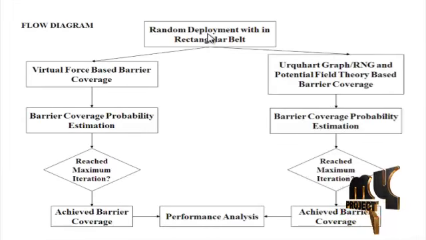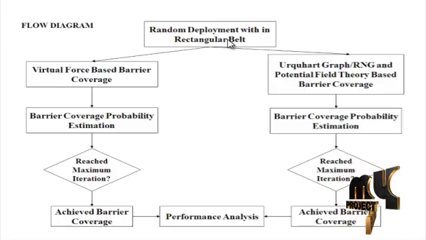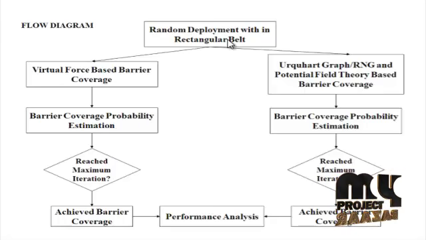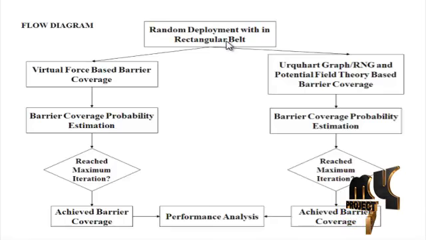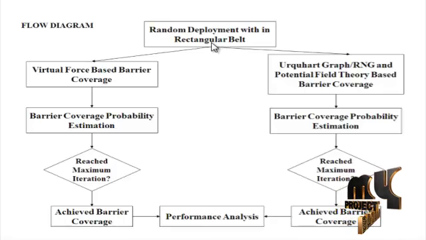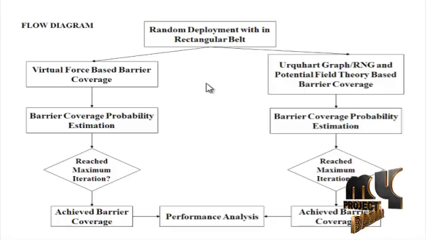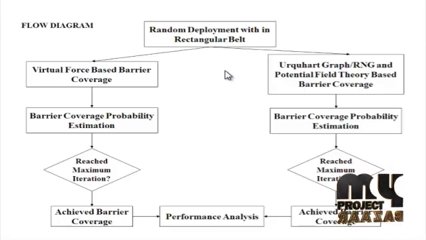Initially, in the random deployment within the rectangular belt, N mobile sensor nodes are deployed with sensing radius RS and communication range RC. A binary model is designed for probability of barrier coverage estimation, and a graph is constructed based on the vertices and edges set of the sensor nodes. Based on the Euclidean distance between available nodes, the edges are formed.